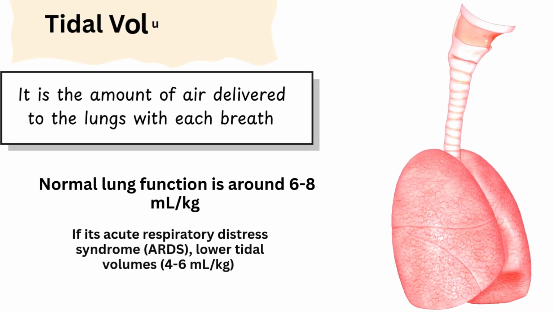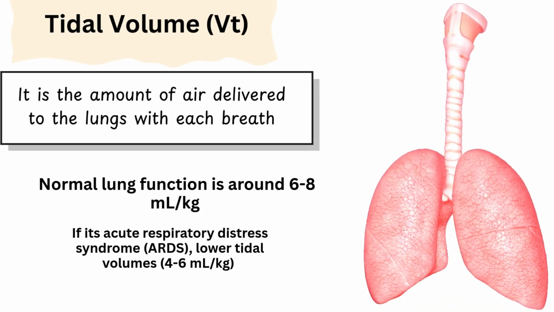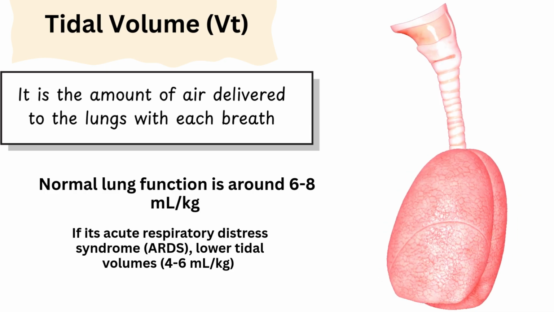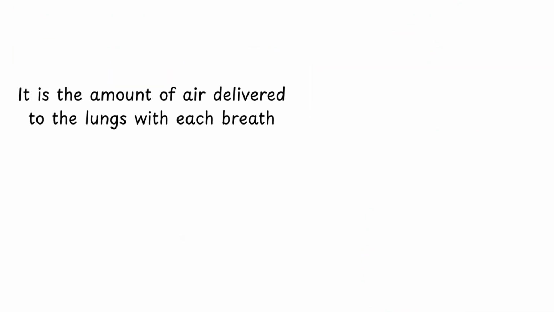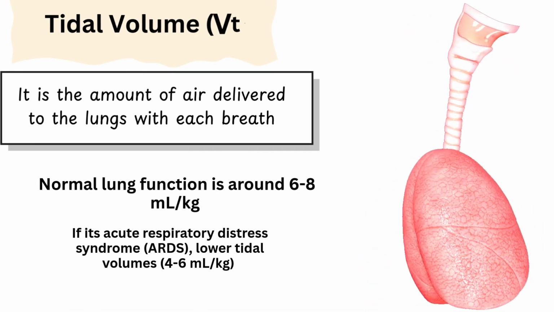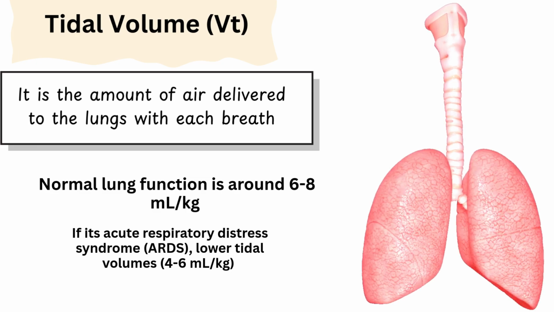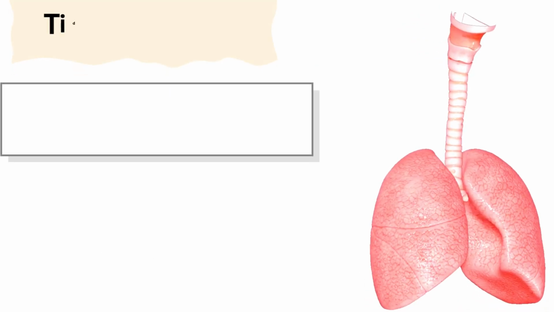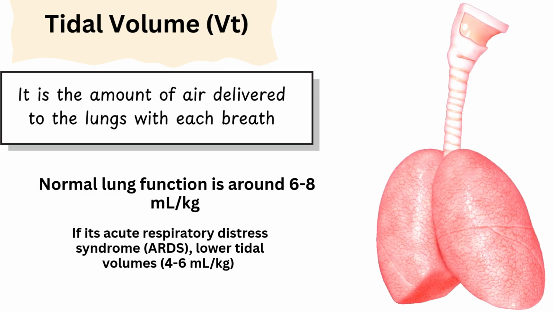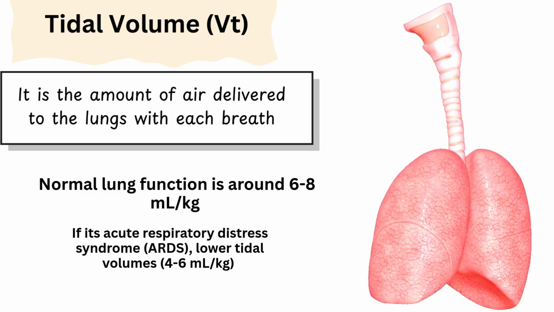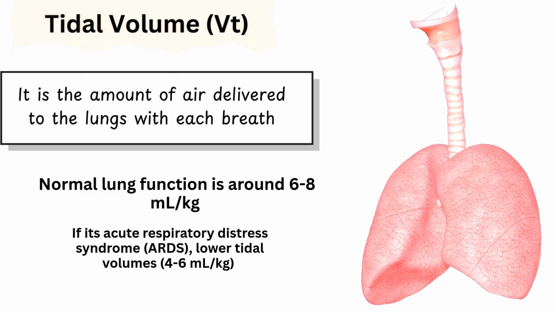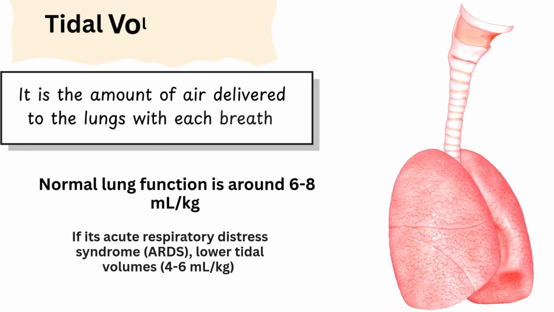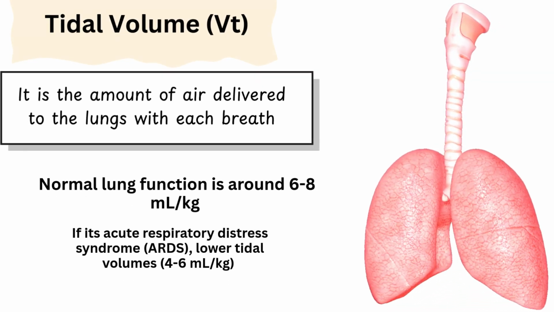Tidal volume, VT. It is the amount of air delivered to the lungs with each breath. The tidal volume with normal lung function is around 6 to 8 milliliters per kilogram of ideal body weight. But in patients with acute respiratory distress syndrome, ARDS, lower tidal volumes, 4 to 6 milliliters per kilogram, are often used to minimize ventilator-induced lung injury and prevent overdistension of alveoli.